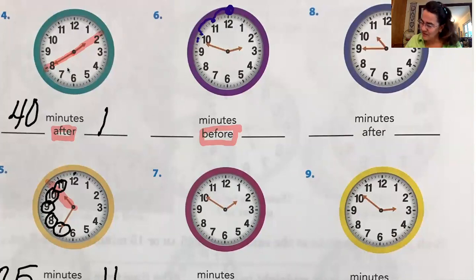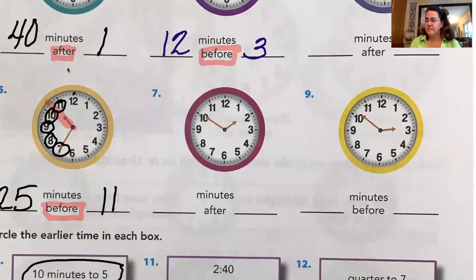Think it's 12? Very good. 12 minutes before, what's our next hour going to be? Well, we're between the 2 and the 3. So 12 minutes before 3. Good work, second graders. Moving on to number 7. Number 7, we have another clock.